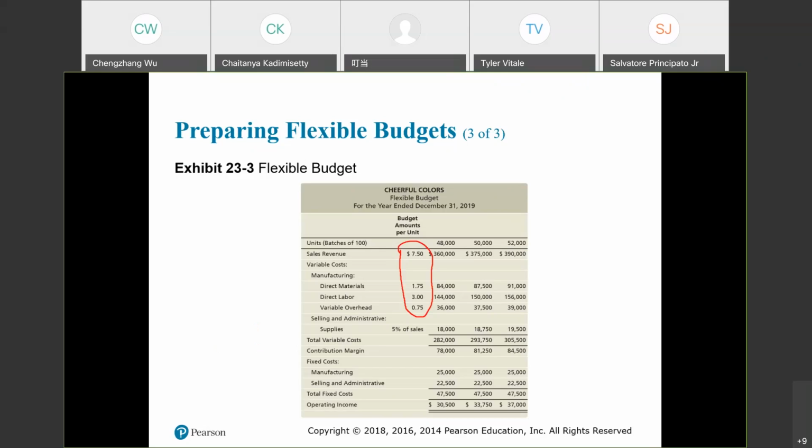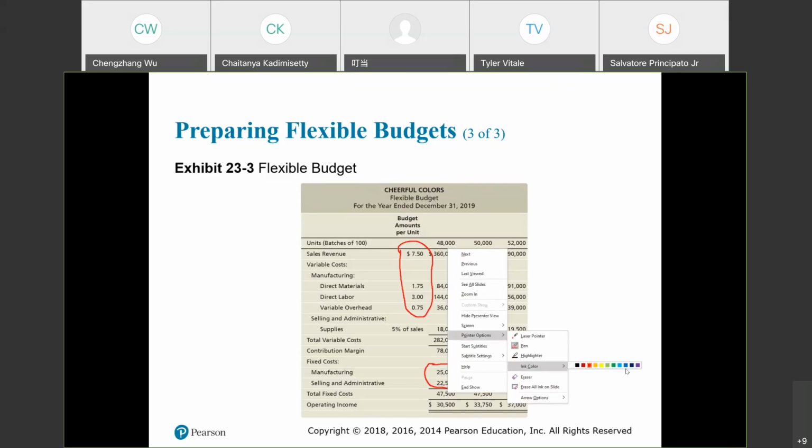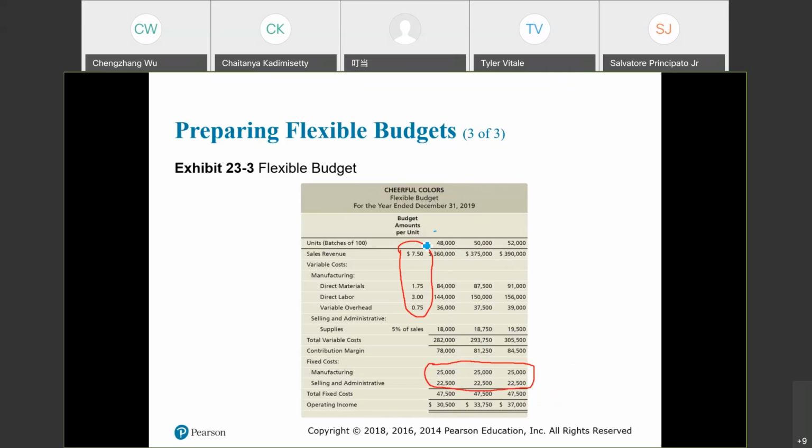Budgeted fixed cost stays the same at each level of sales. I mean this part. This part stays at a static level horizontally. By saying horizontally, I mean at various levels of sales. And let's look at the difference. The difference is this part.